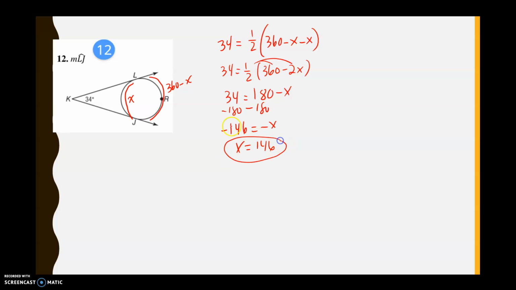The question's asking us to find the measure of arc LJ. LJ is right here, and for that, we let that be the value of x. So I know the measure of arc LJ is equal to 146.